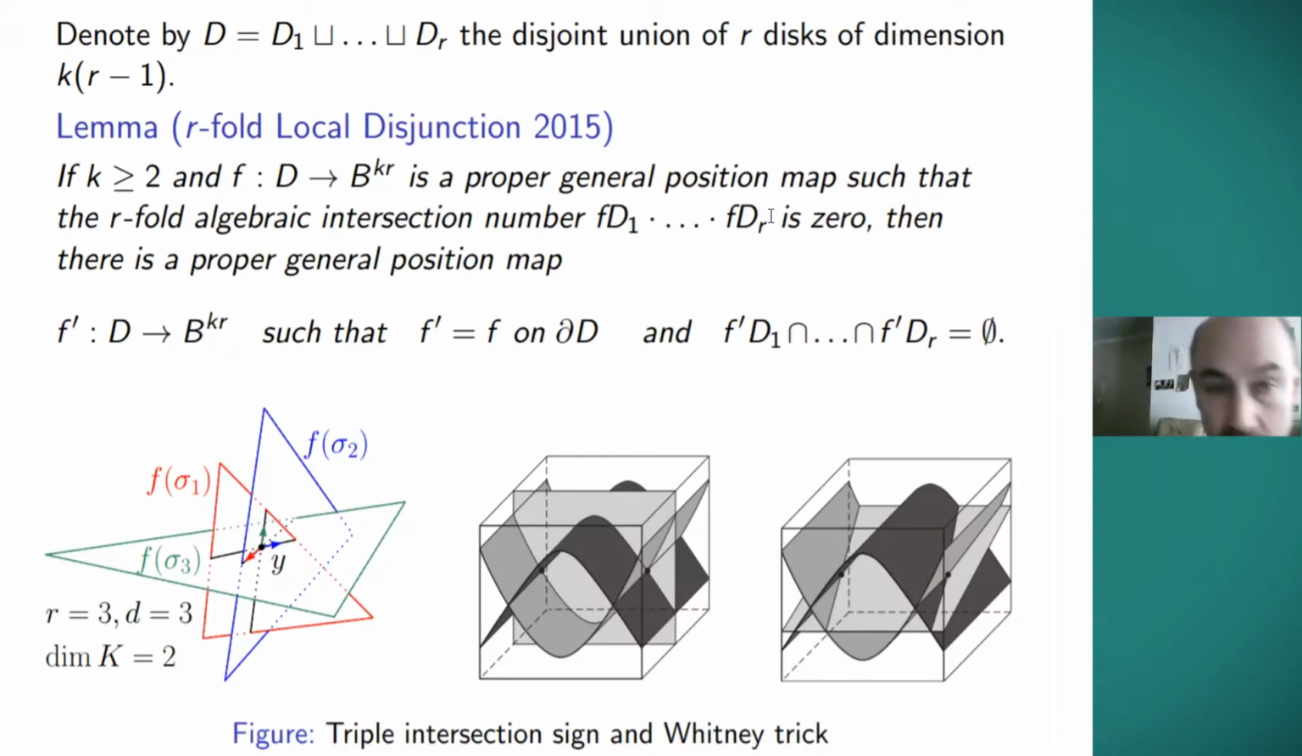So the lemma states that if this number is 0, then well, self-intersections can be removed. More precisely, there is a map F prime of D to BKKR, which coincides with F on the boundary, and for which the R-tuple intersection is empty.